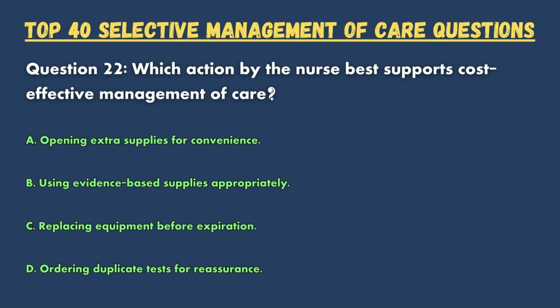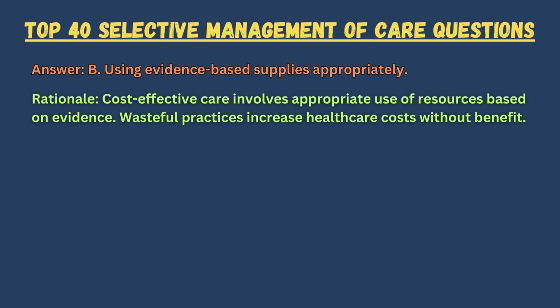Question 22. Which action by the nurse best supports cost-effective management of care? A. Opening extra supplies for convenience. B. Using evidence-based supplies appropriately. C. Replacing equipment before expiration. D. Ordering duplicate tests for reassurance. Answer: B. Using evidence-based supplies appropriately. Rationale: cost-effective care involves appropriate use of resources based on evidence. Wasteful practices increase healthcare costs without benefit.